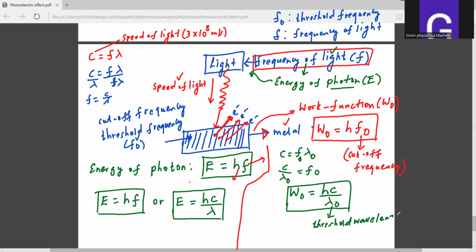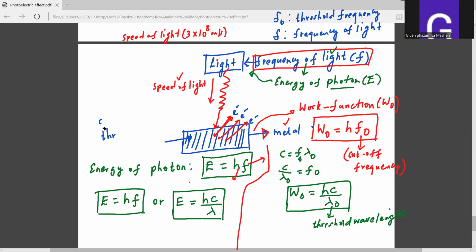Now, I want us to go deeper and understand the relationship between the energy of photon, the frequency of light and the wavelength, and also the relationship with the work function of a metal. Different metals have different work functions. So it's very important, ladies and gentlemen, to understand this.